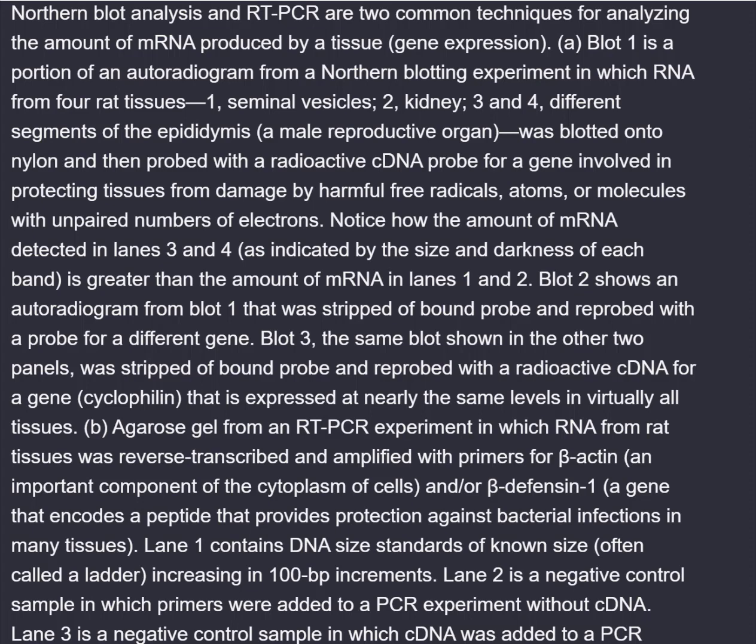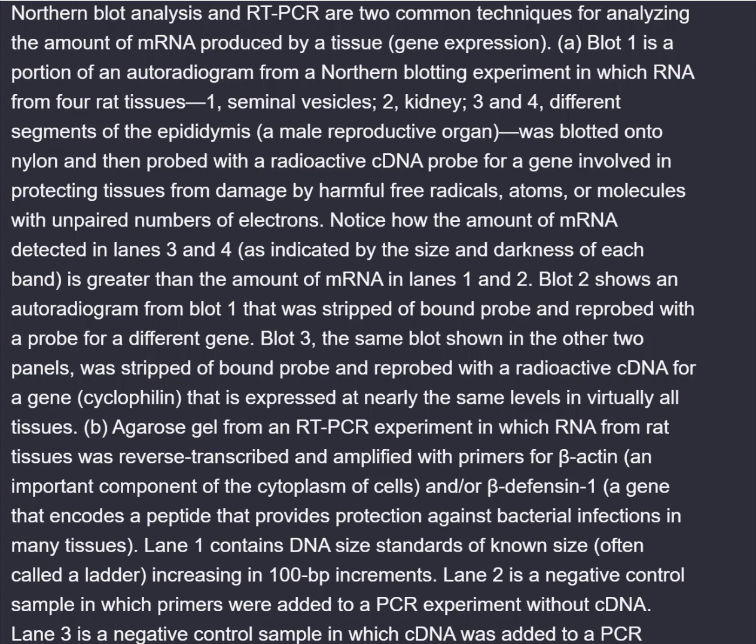Notice how the amount of mRNA detected in lanes 3 and 4, as indicated by the size and darkness of each band, is greater than the amount of mRNA in lanes 1 and 2. Blot 2 shows an autoradiogram from blot 1 that was stripped of bound probe and reprobed with a probe for a different gene. Blot 3, the same blot shown in the other two panels, was stripped of bound probe and reprobed with a radioactive cDNA for a gene, cyclophilin, that is expressed at nearly the same levels in virtually all tissues.